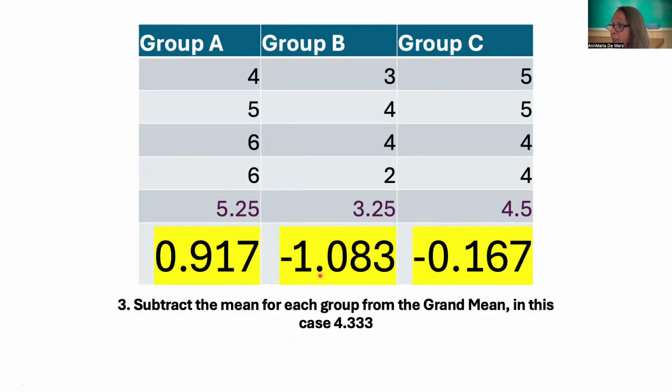Third, subtract the mean for each group from the grand mean. So if you subtract 5.25 from 4.33, I rounded these, okay, you get 9.17. If you subtract it from 3.25, you get negative 1.083. And if you subtract it from 4.5, you get negative 0.167. So third step, subtract the mean for each group from the grand mean, the mean if you added all the groups together.